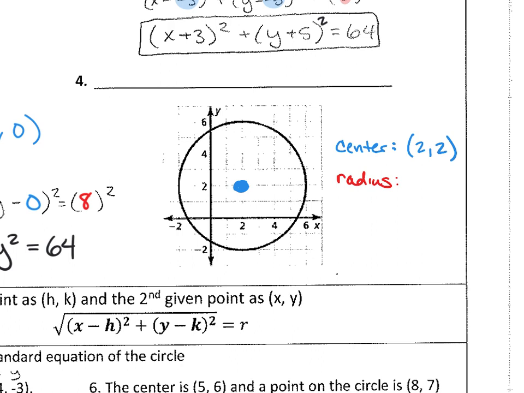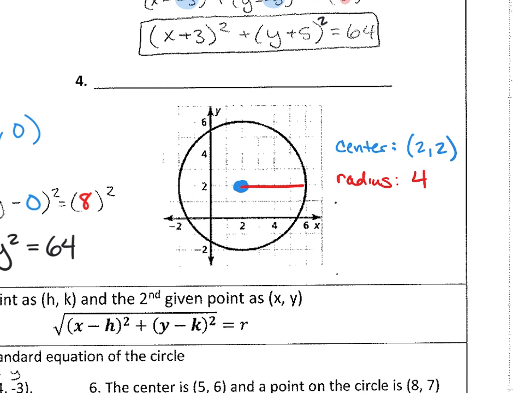The other thing I need is the radius. So I go from the center directly to the side, or directly up, or directly down, one of the ordinary directions, I guess I would say, like a compass. How far did I travel from the center to the edge of that circle? 4, because I went from 2 to 6. So that's 4.